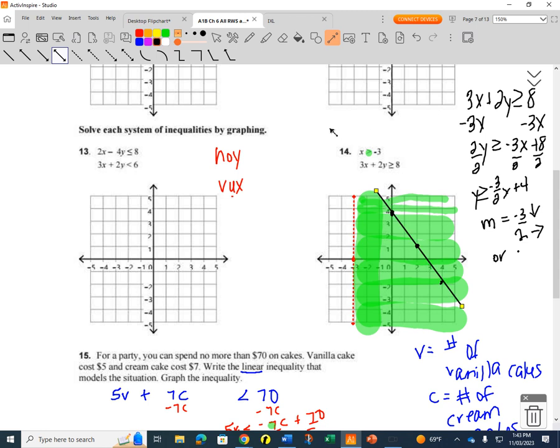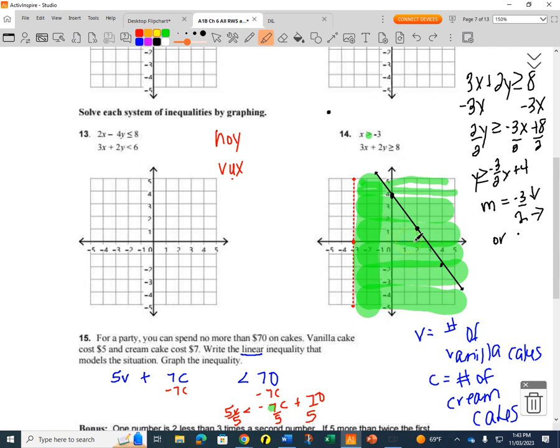That's better. So we could graph this one up or down? Very good, Faith. Up, because this is a greater than here. So we'll put our pencil on the line and pull up. So the parts that overlap, that's where the solutions are.